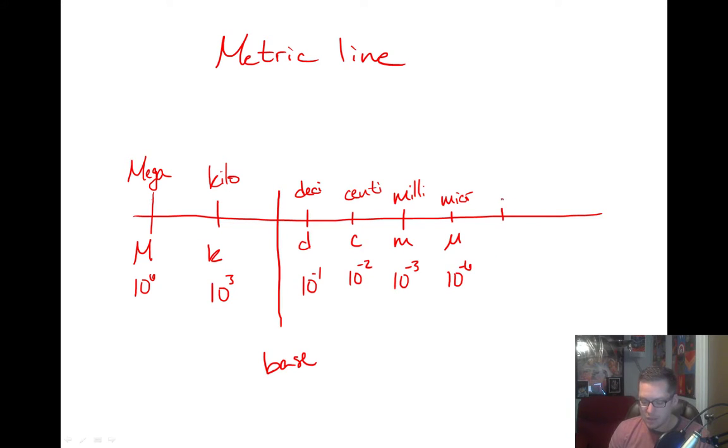And then we had nano, N-A-N-O, lowercase n, and that was 10 to the -9th. And then finally we have pico, a lowercase p, and that was 10 to the -12. So there's our metric line. What this is saying is that things over here are smaller than our base unit, and things over here are bigger than our base unit. So if we have a millimeter, that means we have 1,000 millimeters in 1 full meter. In a couple of units, we're going to use this number line to help us convert between one and the other.